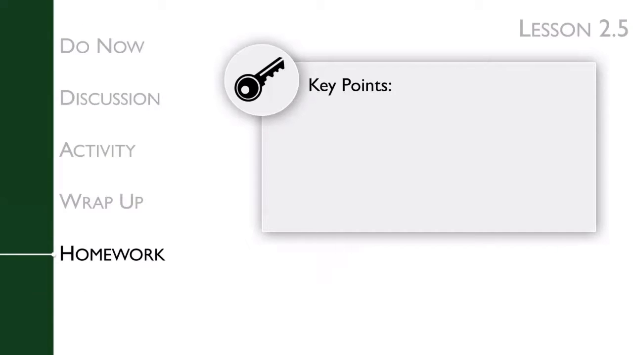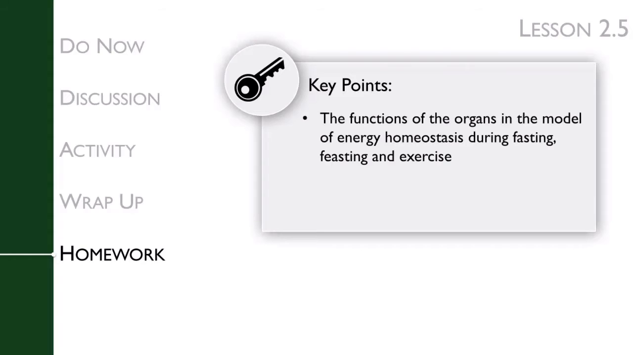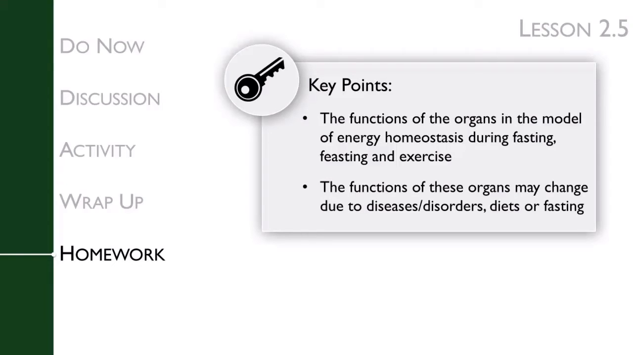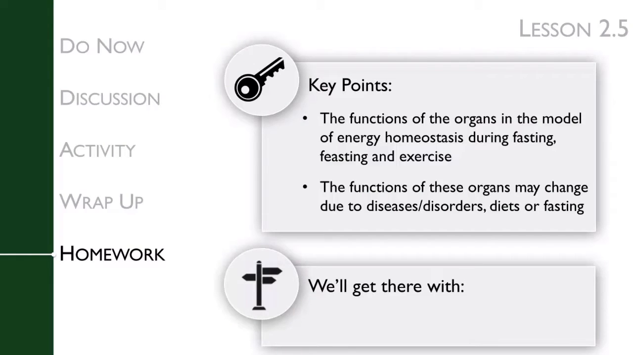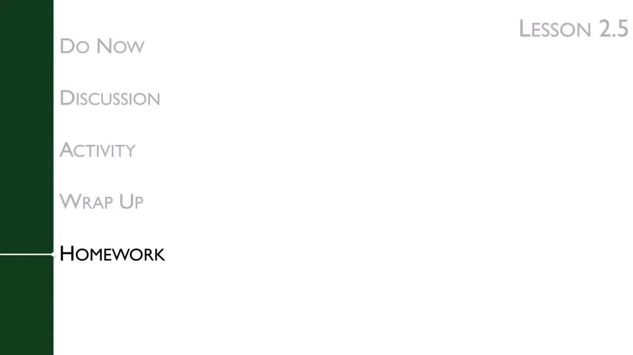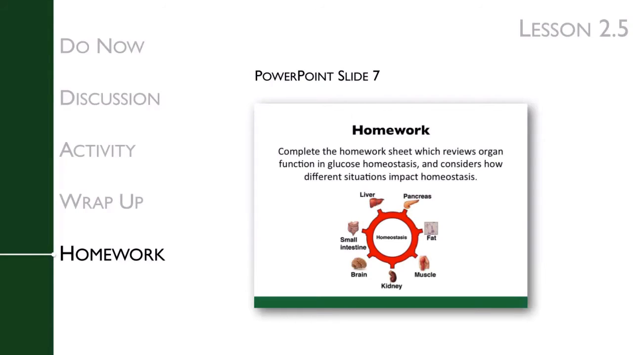The key points of this lesson's homework are the functions of the organs in the model of energy homeostasis during fasting, feasting, and exercise, and the functions of these organs may change due to diseases and disorders, diets, or fasting. We'll get there by having students review the model of energy homeostasis that has been used throughout Unit 2. Students can use a worksheet as a summary for the content that they have learned over the past 3 lessons.